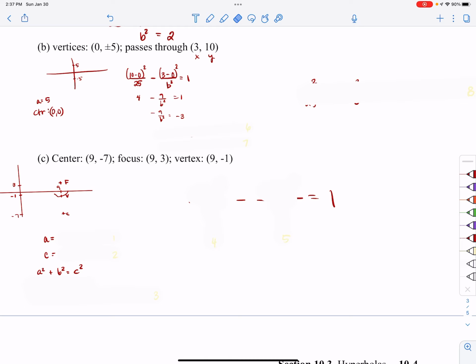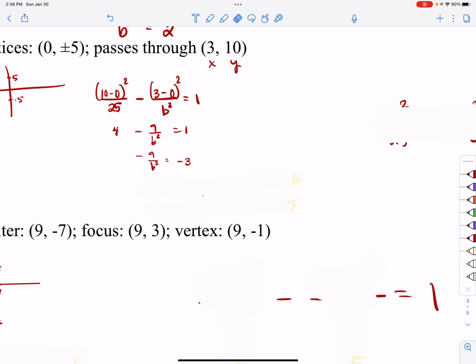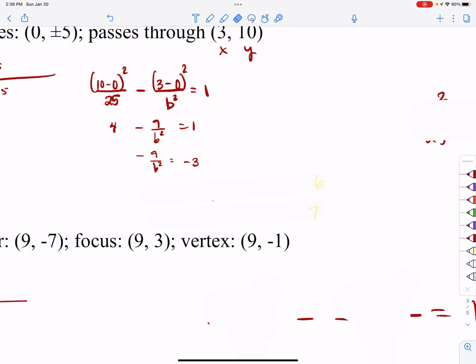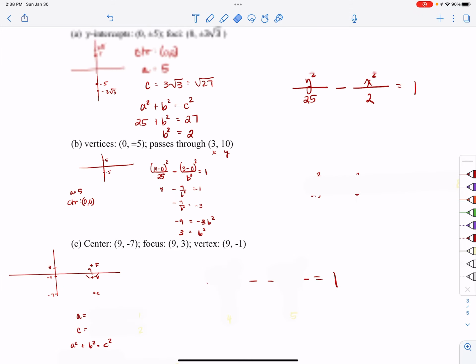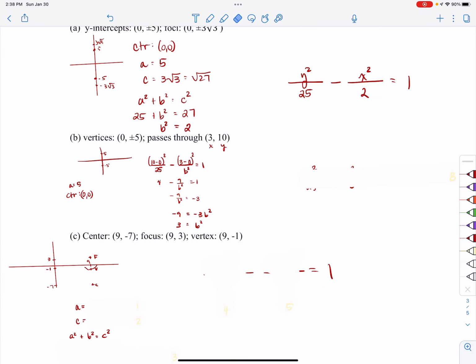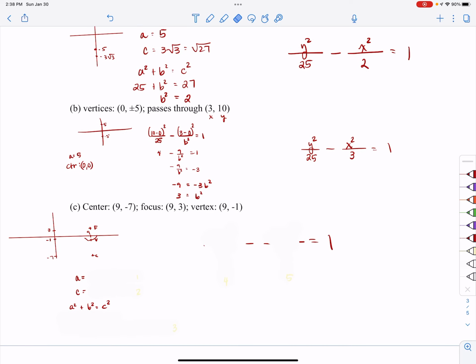So we will subtract 4 on both sides. Let me zoom in a little bit here. Subtract 4 on both sides, and then we can multiply on both sides by b squared and divide by that -3. All right, so b squared then is equal to 3. This gives me enough information to write my equation because now I have my h, my k, my a, and my b. So we've got then y squared over 25 minus x squared over 3 is equal to 1. Again, remembering that the y's are positive because this was a vertical hyperbola.